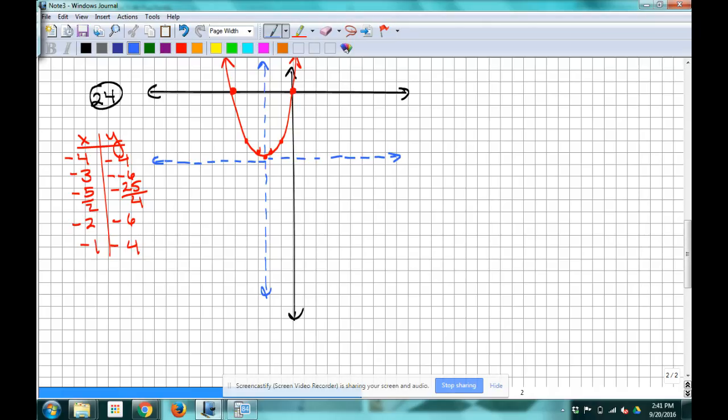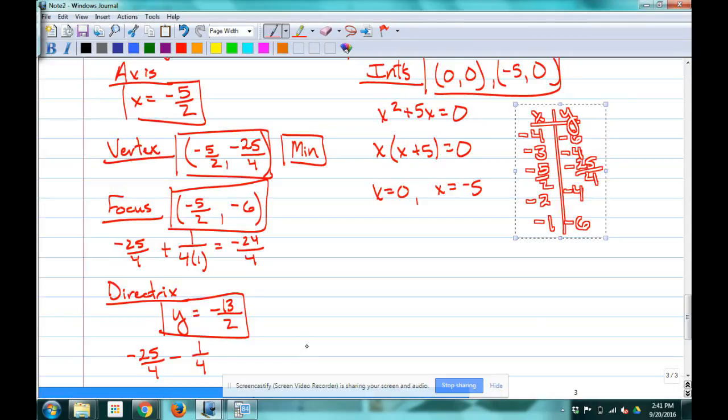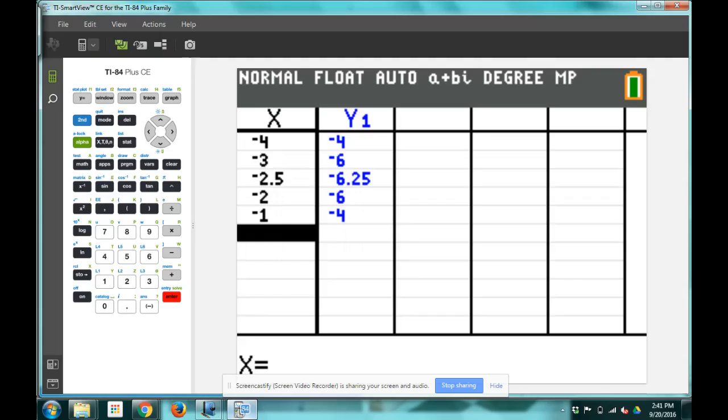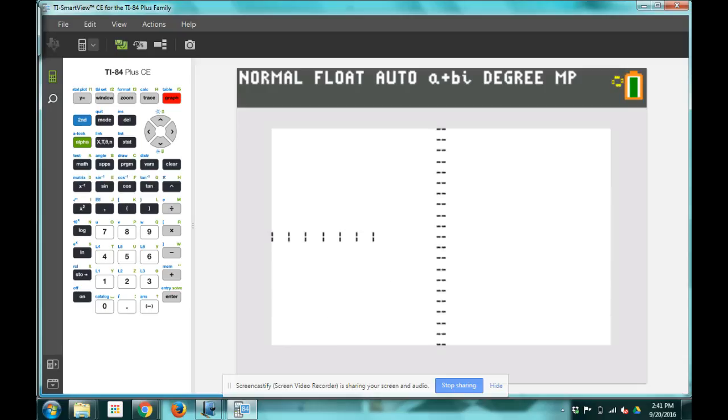And then the focus was at what point? Negative 5 over 2, negative 13 over 2. So right there. The directrix is going to be y equals negative 13 over 2, which is this horizontal line at negative 6.5, which is what negative 13 over 2 is. And there we get our graph of a parabola from standard form. You can check it, hit graph on your calculator.